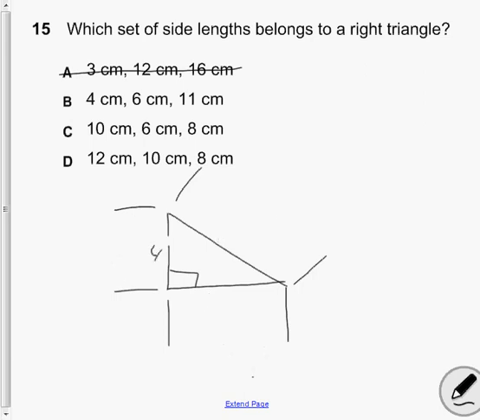The next one is 4, 6, and 11. This would be 16 and 36, and this would be 121. 16 plus 36 is not 121, so that is not a right triangle. The next one is 6, 8, and 10. This would be 36, this would be 64, and this would be 100, and 36 plus 64 is 100. So therefore, that is a right triangle. I don't need to bother checking the next one. I just know that that is, so therefore the answer is C.